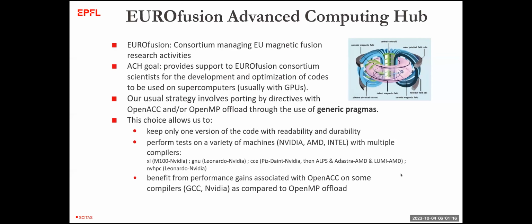The strategy that we usually use is to port using either OpenACC or sometimes OpenMP offload, using generic pragmas. The advantage of that is that it helps us keep one version of the code, because we just have pragmas to add. And you can test it on lots and lots of different machines. Usually they're all available for either OpenACC or OpenMP.